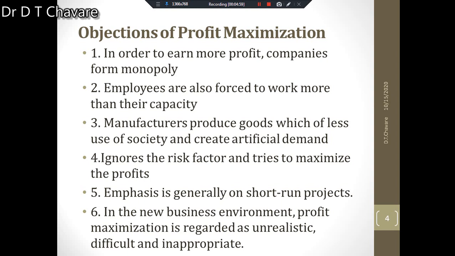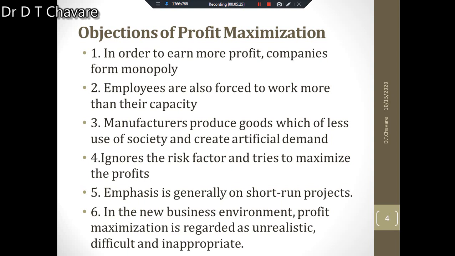Then the next objection: it ignores the risk factors and tries to maximize the profit. It means that such an organization always ignores the risk factor and tries to maximize the profit. Risk factor is ignored and profit is maximized. Such an objection we will find. Then the next objection is also there.